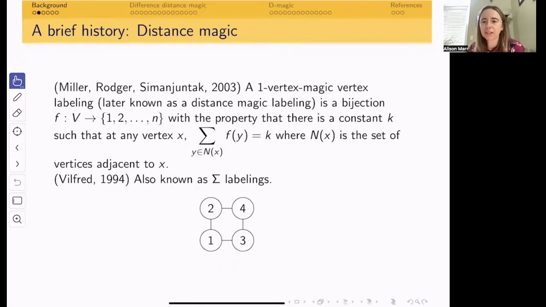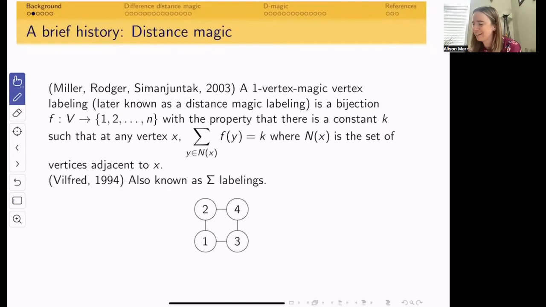With a property that there's a constant, which we usually call the magic constant k, so that if we add up all the neighbors, the open neighborhood, of any vertex, we get the same sum at every vertex. If we look at this graph here, for example, this vertex labeled 2 has two neighbors, 4 and 1, so it would have a sum of 5. And so would this vertex down here in the corner, 1: its two neighbors are 2 and 3, sum of 5. 3 has neighbors 4 and 1, sum of 5. So the things that are distance 1 away all have the same sum if you add those things together.